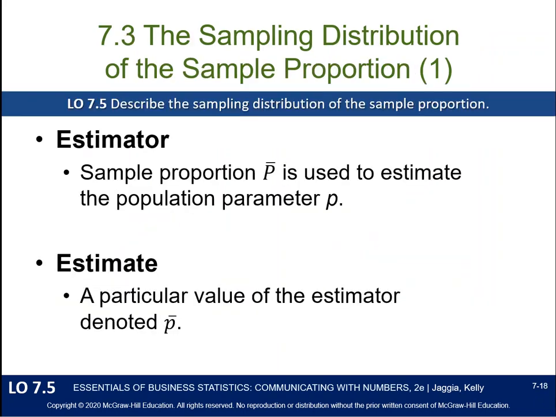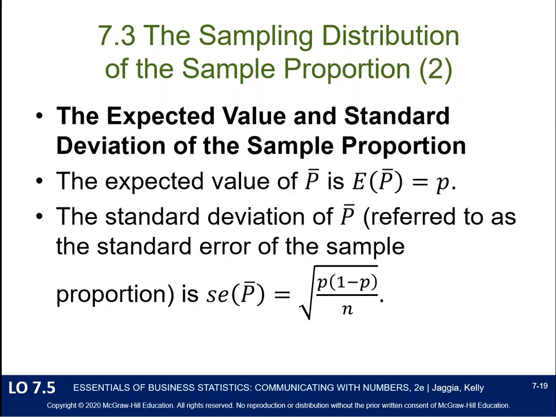Now, the same concepts apply when we're talking about sample proportions. A lot of times we want to know what proportion of people, and things like that. So our sample proportion is P bar, and we use that to estimate the population parameter, or the population proportion. The expected value of P bar is just the population proportion, and then we can calculate the standard deviation of P bar as, and you see that formula, P times 1 minus P divided by N, and then take the square root of the whole thing.